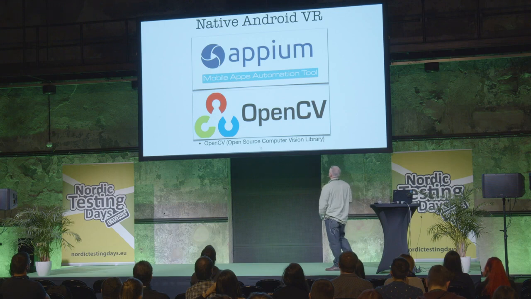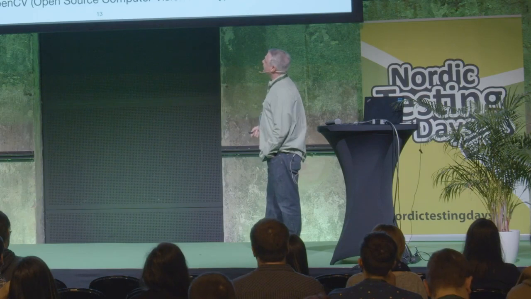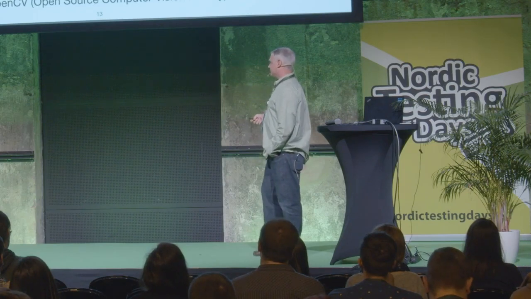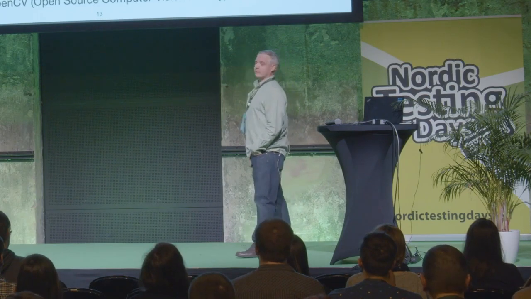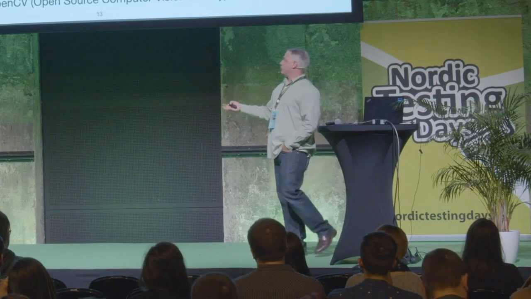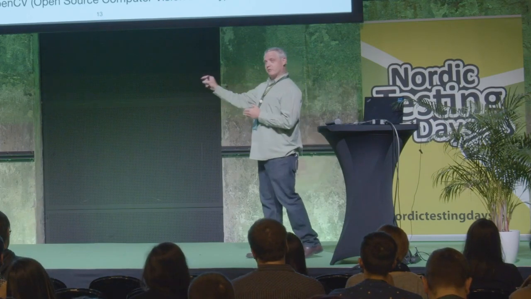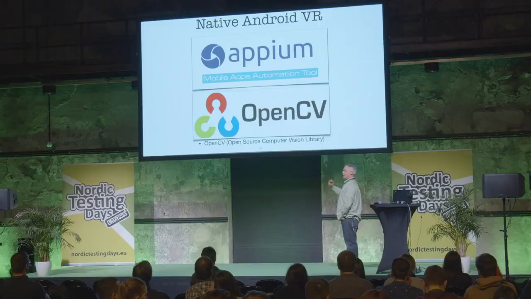So let's get into native Android virtual reality. So in this case, I'm going to use Appium, which is very similar to Selenium, but for mobile applications, in combination with OpenCV. And OpenCV is an open source computer vision library, and it is now, like as of maybe 6 months, partially included into the Appium bindings. So as long as you have the OpenCV source code installed on your machine, you could then hook in and do visual, find images within your mobile applications.